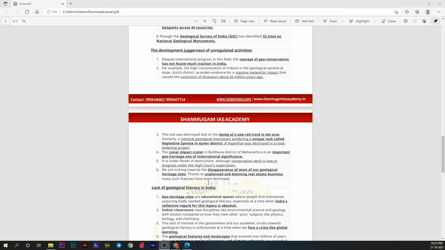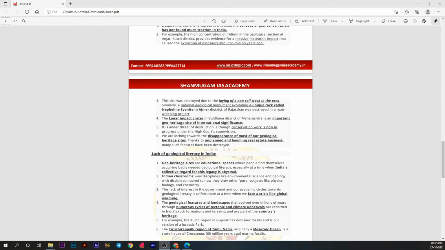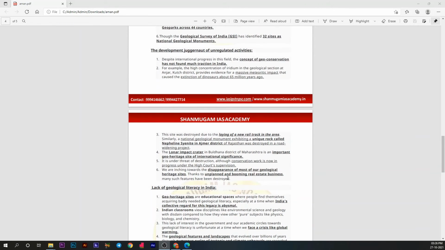Under the High Court supervision we have conservation work here, but we are inching towards the disappearance of most of our geological heritage sites. It is very annoying to say that because of the unplanned, booming real estate business, many such features have been destroyed. So we have to have regulated activities. These unregulated activities have to be avoided.